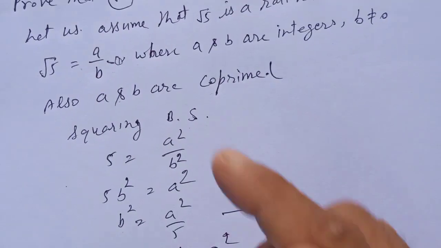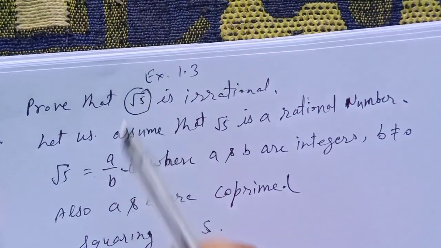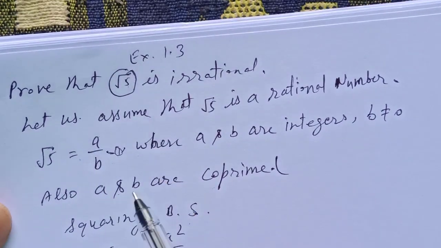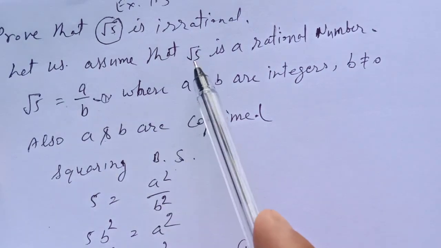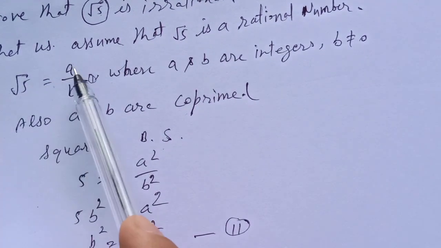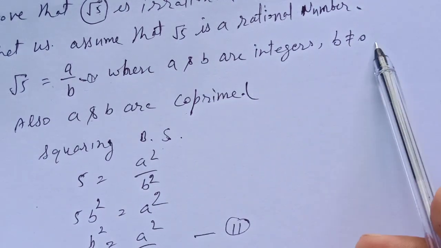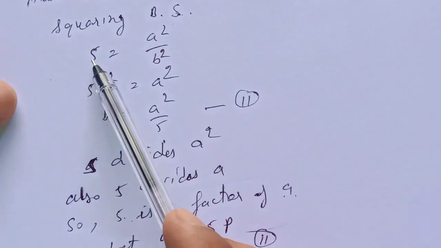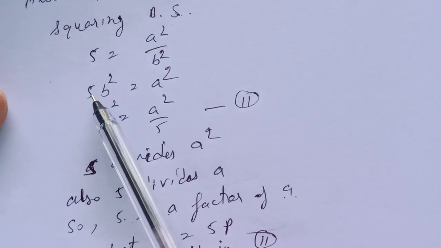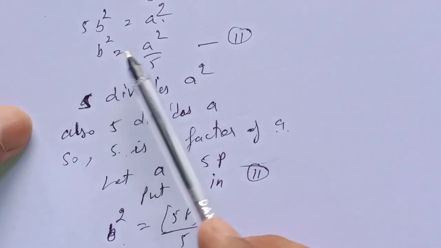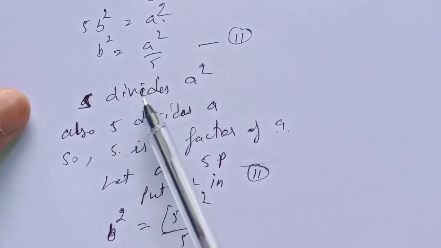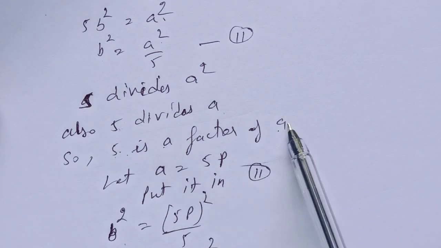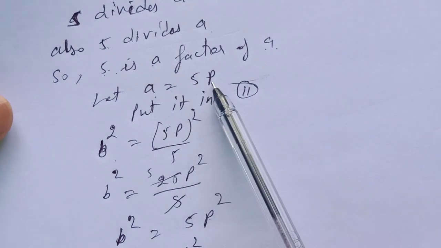Instead of root 5, if it becomes root 2, then the same method can be adopted to solve that question. Assume that root 2 is a rational number. Root 2 is equal to a by b, where a and b are integers and b is not equal to 0. Also a and b are co-prime. Squaring both sides, 2 is equal to a square by b square. 2b square is equal to a square. B square is equal to a square by 2. 2 divides a square. Also 2 divides a. So 2 is a factor of a. Let a is equal to 2p.